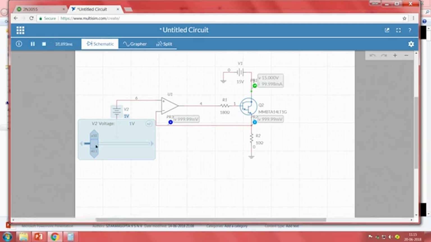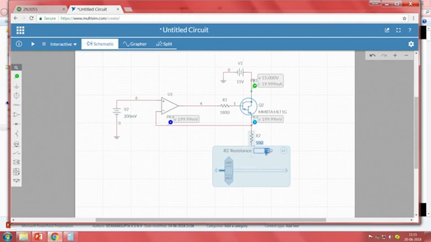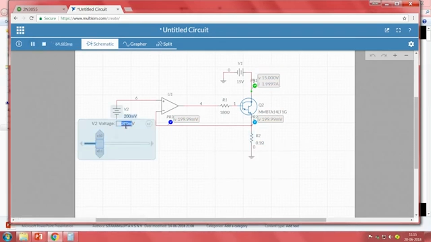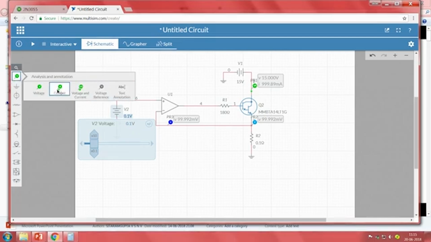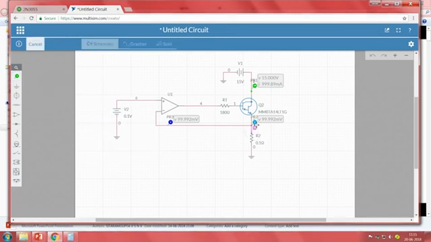Sorry, the current will always be decreasing. Now, what if I change the resistance value? We will go back to the 0.1 ohm resistance, and let me start from 0.1 volt. What I will do is take voltage and current, and keep them here. So we can see both the voltage and current now.